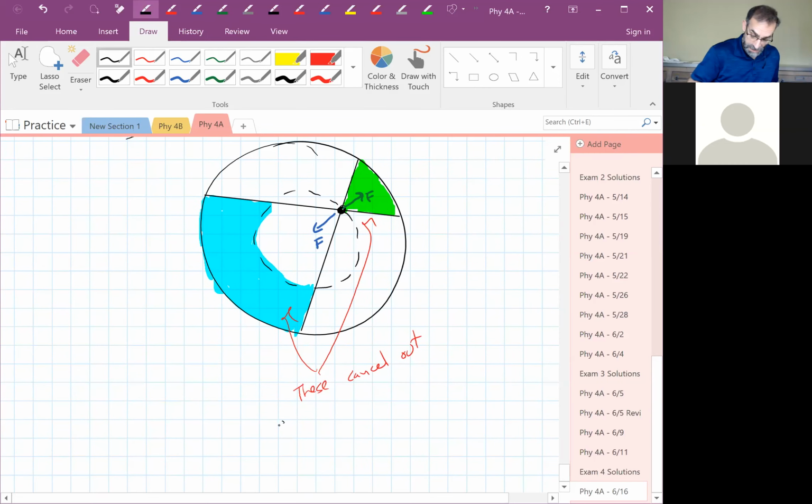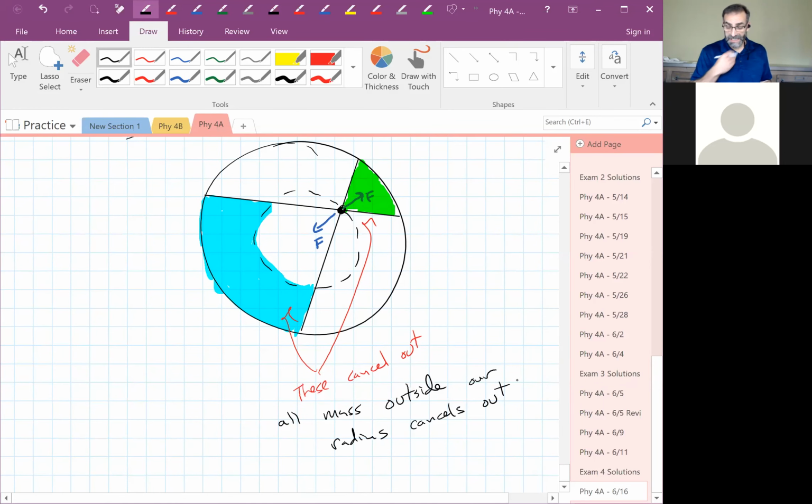So all the mass outside our radius cancels out if we're in a spherically symmetric mass distribution. The force of gravity pulling on us cancels out. So it's as if it's not there.